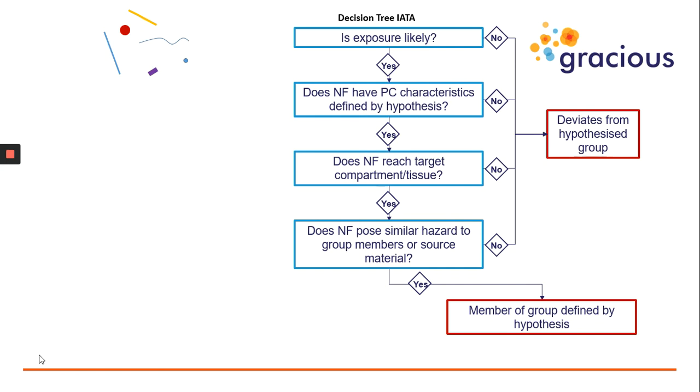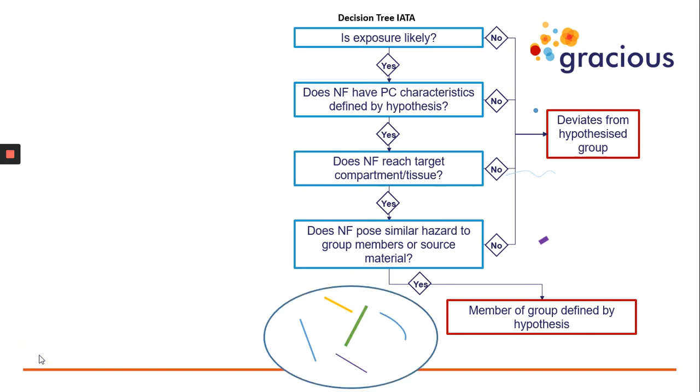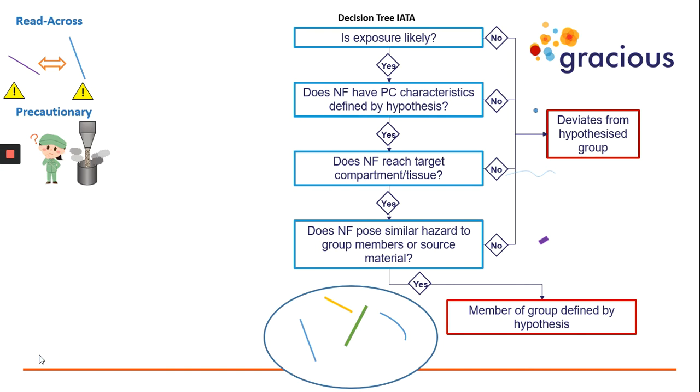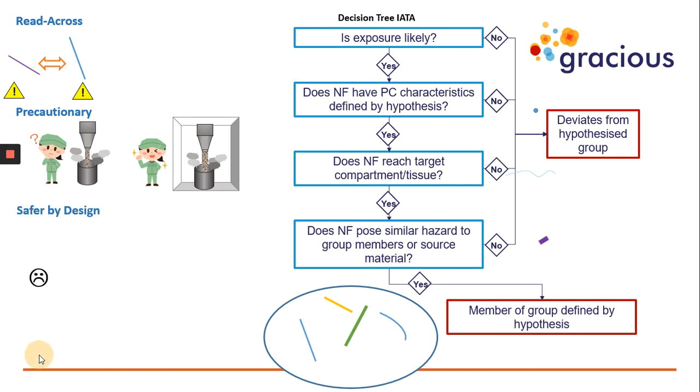Therefore, by asking for specific information, the IATA allows you to assess whether a nanoform or a set of nanoforms fits into a hypothesized group. This can support grouping of nanoforms for a number of purposes, including the generation of a regulatory read-across argument between members of the group, and the adoption of precautionary measures already employed to ensure safety from exposure to other members of the group. The IATA may also be used to support grouping to enable safer by design innovation by highlighting how you may alter your product to remove it from a group of materials with a high hazard potential.